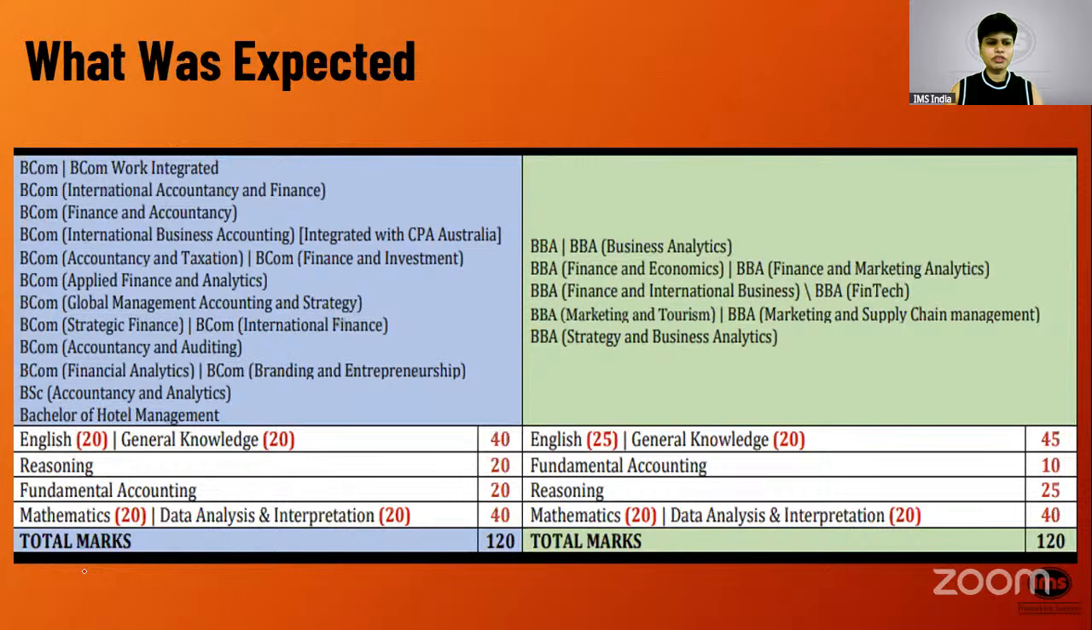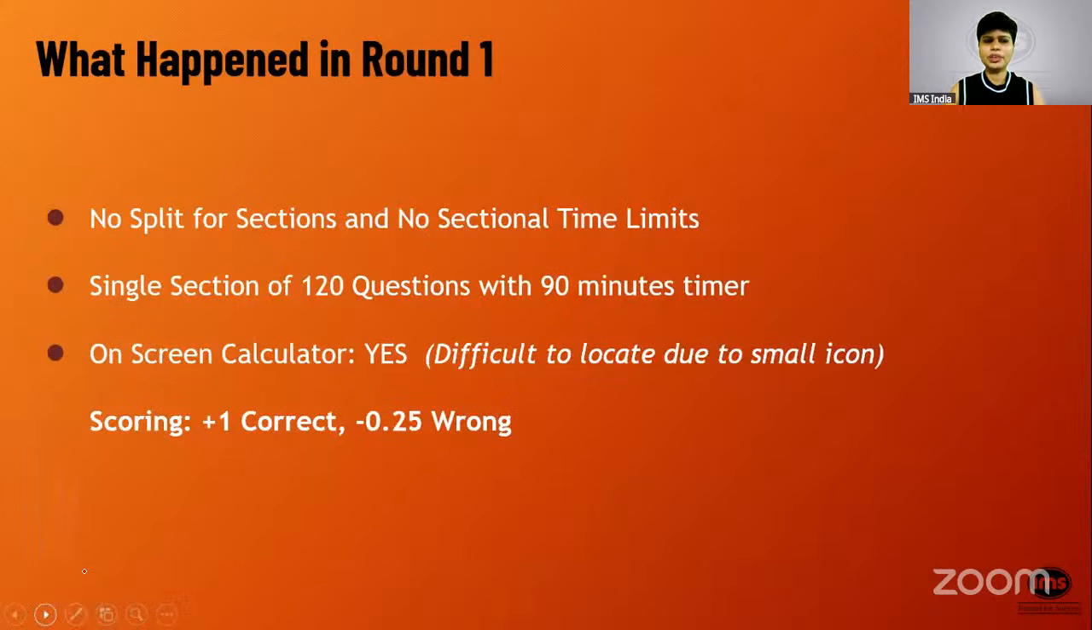If you look at what actually happened in round one, on the official website they said everything is going to be in sections, but no further detail was given. In round one itself, if you attended the IMS live analysis by Dharmik, you might have seen there was no split-up of sections and no sectional time limit, which means it was a single whole paper of 120 questions with a 90-minute timer.